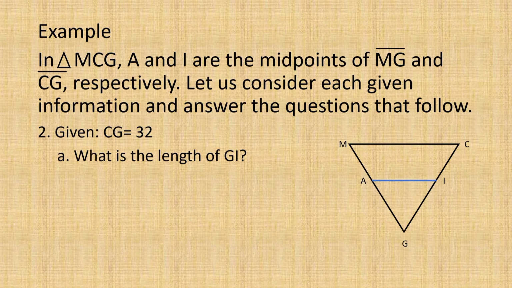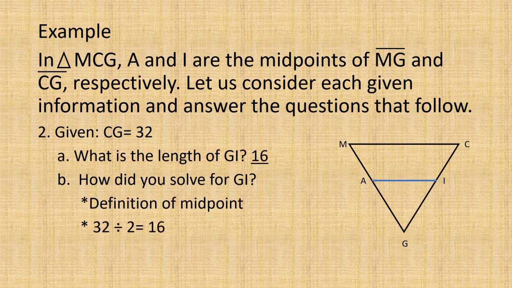Question number 2. If CG is equal to 32, what is the length of GI? The answer is 16. How did you solve for GI? By applying the definition of midpoint. Since I is the midpoint of CG, it divides side CG, which is equal to 32, into 2 equal parts. So 32 divided by 2 is equal to 16. So IG is equal to 16, and IC is also equal to 16.